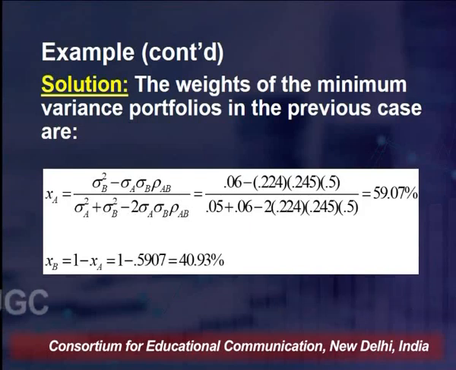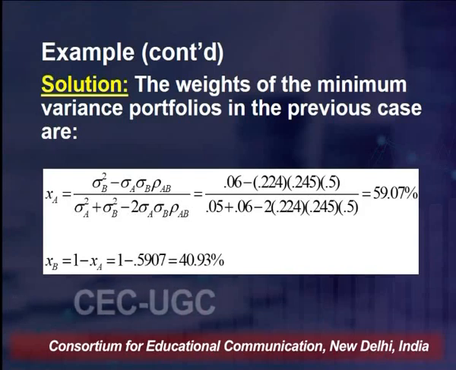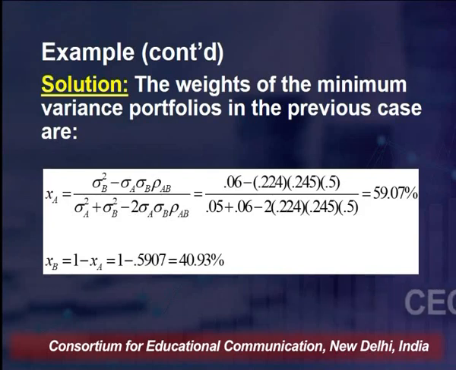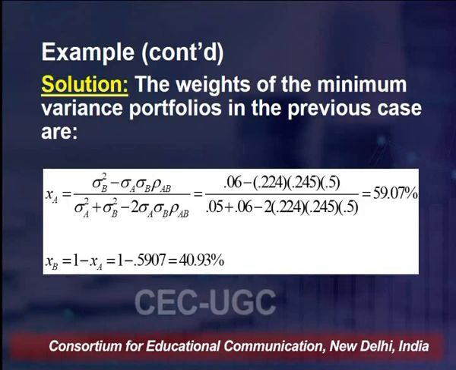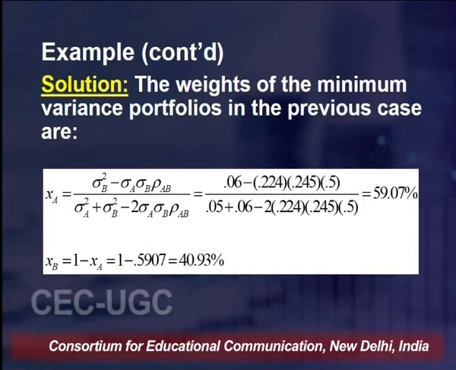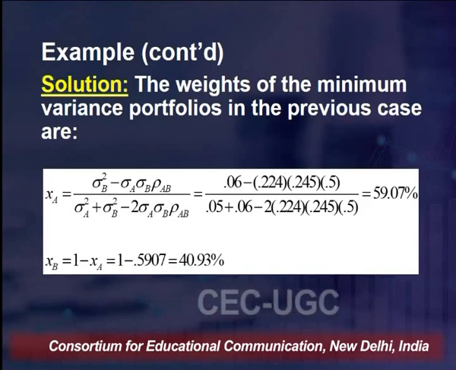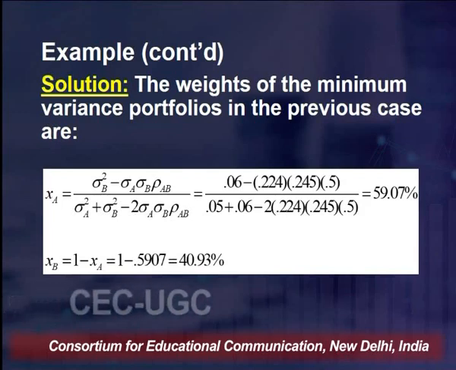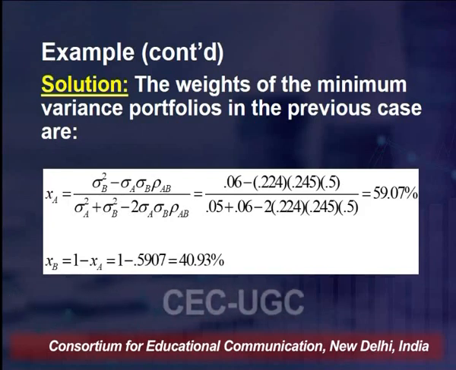So once you put in all these values, we get that we must invest somewhere close to 59.07% in stock A. That is ideally the best weightage which should be put in stock A, because we are able to minimize our variance by investing 59.07% in stock A. For stock B, as I just explained, it's stock A and B which make the total of the portfolio. So it is going to be 1 minus XA, or we can simply say 100 minus 59.07%, which comes out to be somewhere close to 40%.